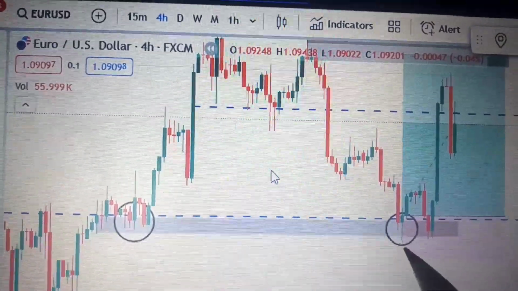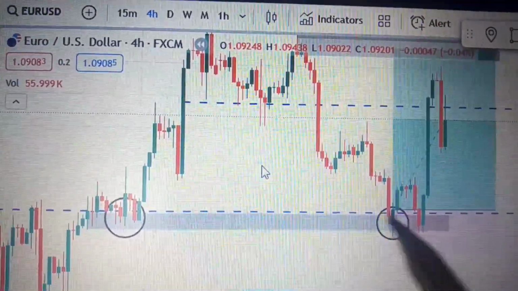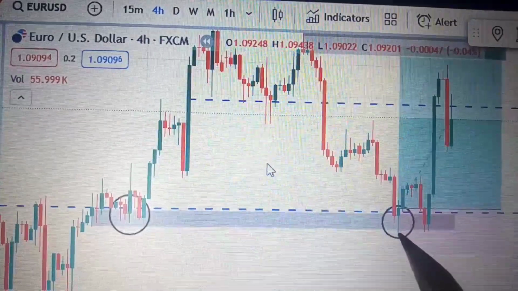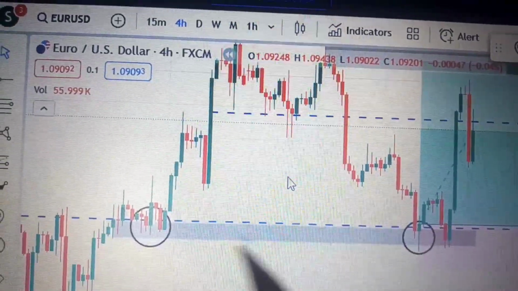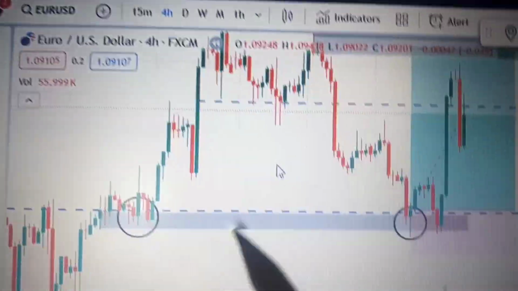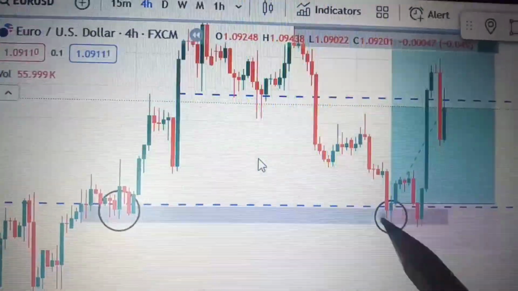So when the market came here, it formed another leg, but it failed to break here. When you go to the daily, there's nothing, but on the 4 hour you'll find it is a pattern.